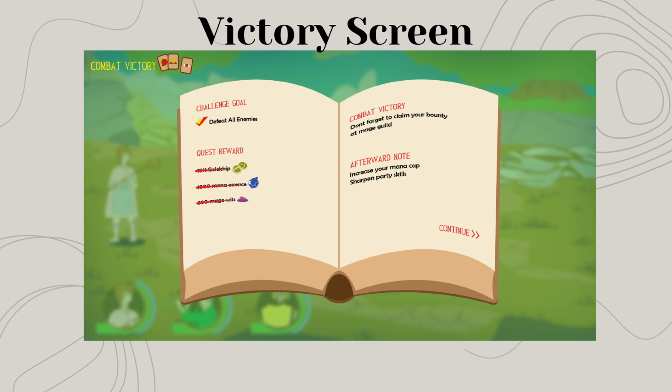When the player manages to win the combat, a victory screen will pop up. A check mark and cross out are indicated as the goal and reward are fulfilled. Short tips are displayed and the player can exit the combat by pressing continue.